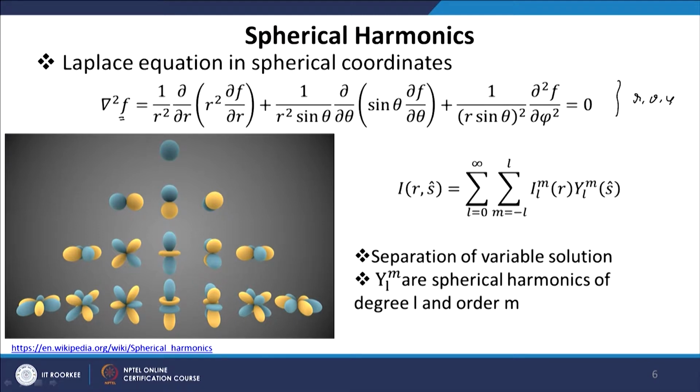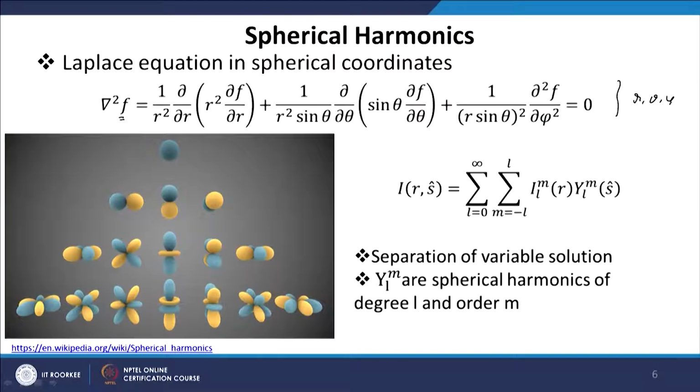and phi. So, it can be written as 1 by r square del by del r of r square del f by del r, plus 1 upon r square sin theta del by del theta of sin theta del f by del theta, plus last term 1 by r square sin square theta del square f by del phi square, and this will be equal to 0. So, in spherical coordinates this is the Laplace equation, and the solution of this Laplace equation will basically contain or comprise the spherical harmonics.